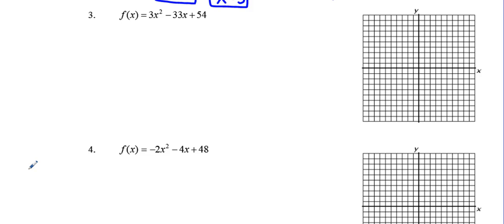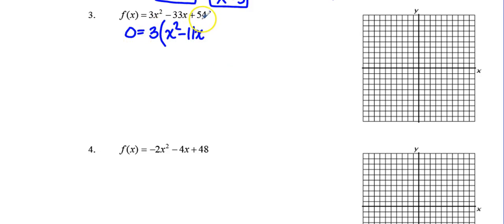The answer is yes. All 3 of those numbers are divisible by 3. So we're going to set this equal to 0, and we're going to work on factoring out a 3. That will leave behind x squared. 3 times what is negative 33? Negative 11x. 3 times what is 54?